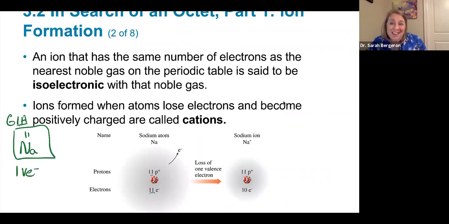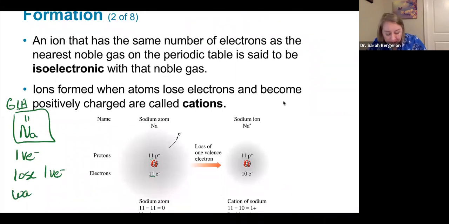Well, if it's in group 1A, it has 1 valence electron. Is it going to gain 7 electrons in order to get to an octet? No way. That's too hard. It takes too much energy to gain 7 electrons. So the easier thing for sodium to do is to lose 1 valence electron to get to our octet, because we want an octet, right?